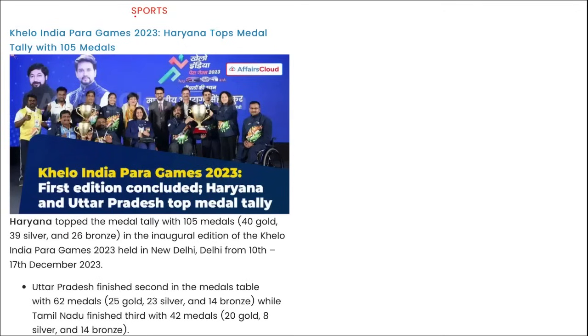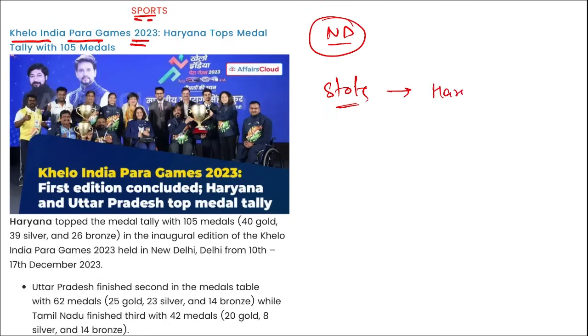Next is related to sports. Khelo India Para Games 2023, where were they held? They were held in New Delhi. Which state has topped the medal tally here? So Haryana has topped the medal tally with a total of 105 medals in the Khelo India Para Games that were held in New Delhi, right?